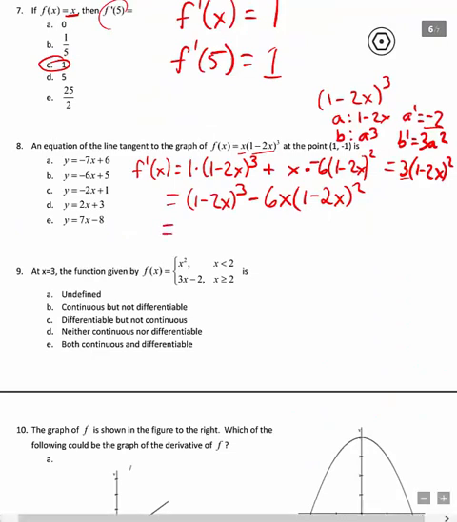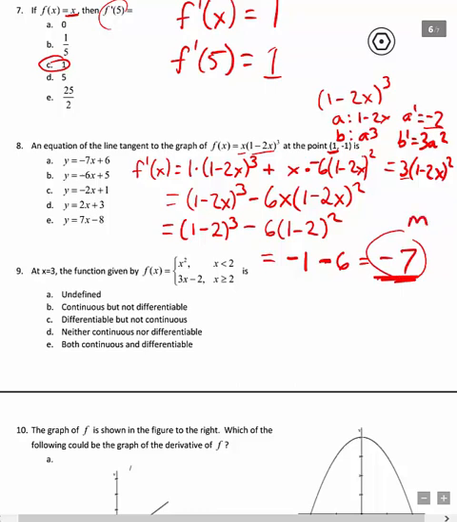And that gives us (1 minus 2) cubed minus 6 times (1 minus 2) squared, because we're plugging in x as 1, which is equal to negative 1 cubed, which is negative 1, minus this negative 1 squared will become positive 1, so minus 6, which is negative 7. So this is telling me that my slope is negative 7. You can do y minus y1 equals m times x minus x1 and then simplify it. But if I know my slope is negative 7, only one of these equations has a slope of negative 7. Right? These are all in y equals mx plus b form.